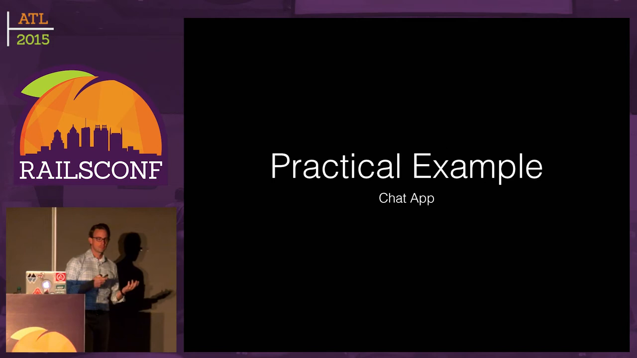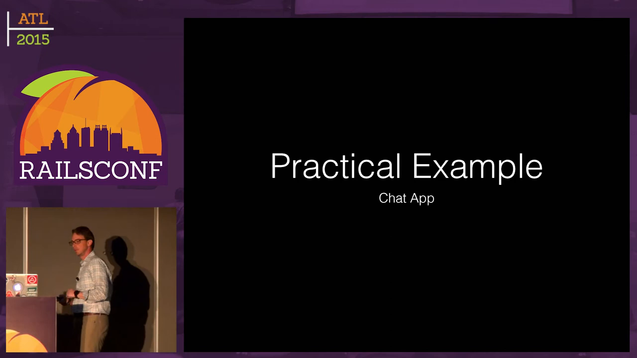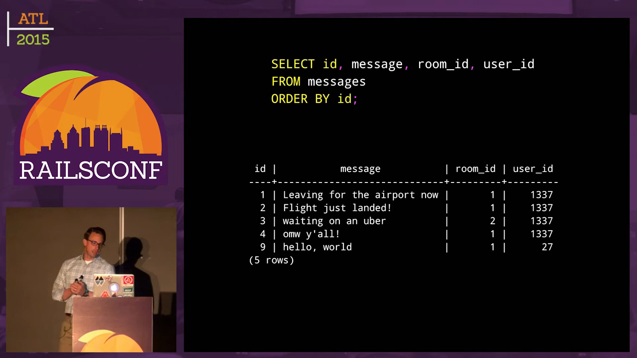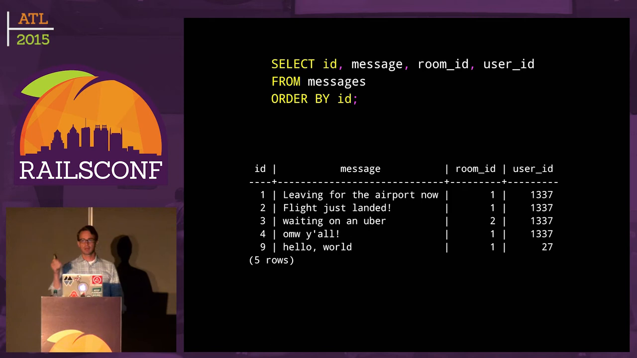Great. Now let's look at a practical example. We're going to make a chat app. So here you see we have some messages. We've got a couple of different rooms. And we want to make this app behave kind of like your message app on your phone. We're not going to call out the person's name with each message. So how would we do that?